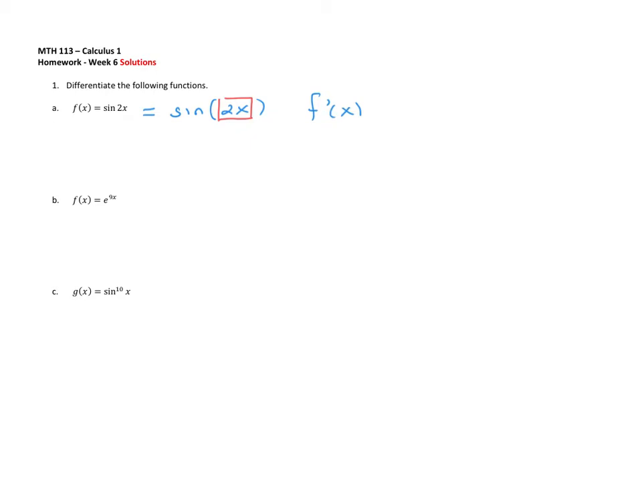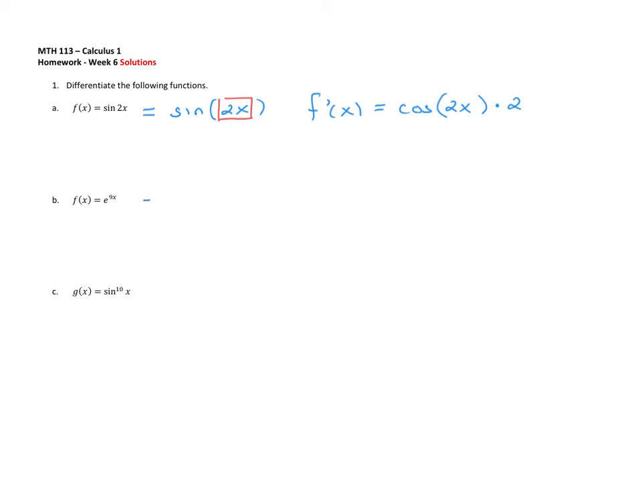So the idea is you ignore this part and just think about taking the derivative of the sine function. The derivative of sine goes to cosine, and we just leave the 2x alone. Now, since this wasn't just x, the chain rule says we have to multiply by the derivative of 2x, which is 2. And that's the answer.